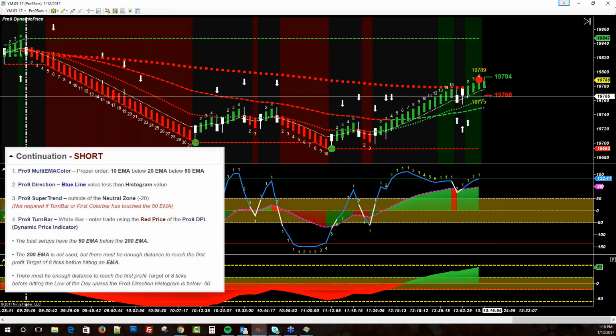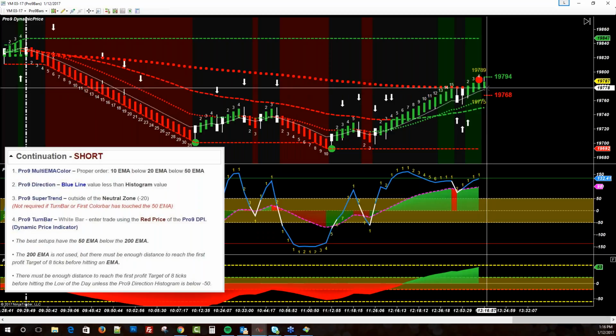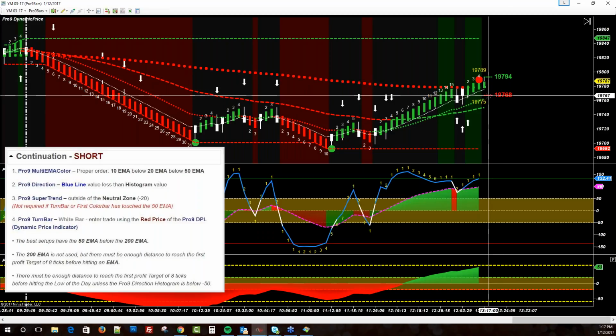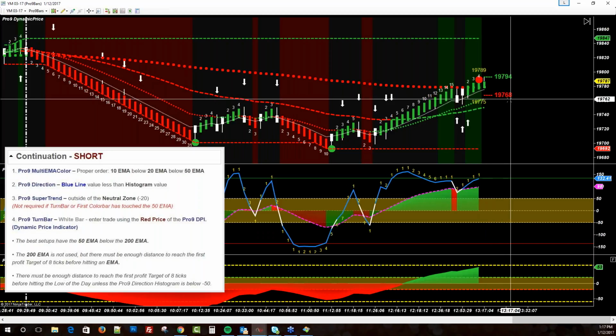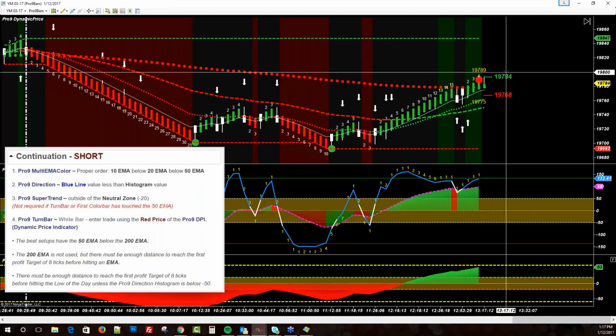And the great thing about that also is, say for some reason we're looking to get in a short trade here. If we put in our order at 19,768, and the price just continues to move up to the green DPI, we're never going to be filled since we're using a stop limit order. So we can cancel our order and just wait for the next qualified trade setup.